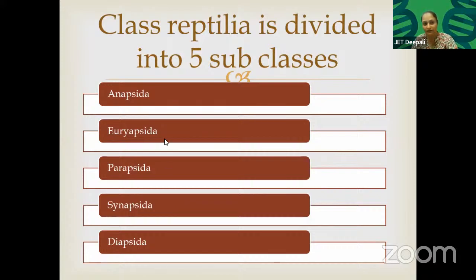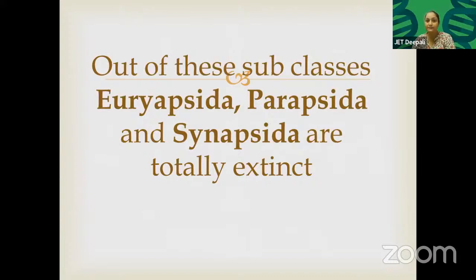So what we will not study in these classes, Diapsida we will do over there. Okay, now let's begin with the Anapsida class. Out of these subclasses, Euryapsida, Parapsida, and Synapsida are totally extinct. Means they are the classes of dinosaurs. They are extinct. So we will not study Euryapsida, Parapsida, and Synapsida.